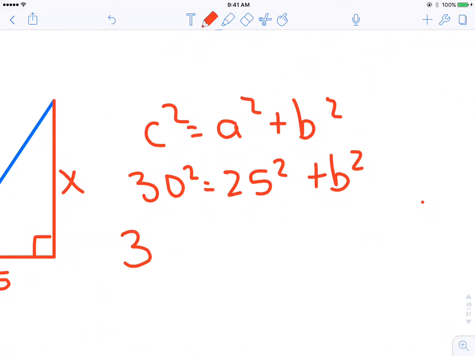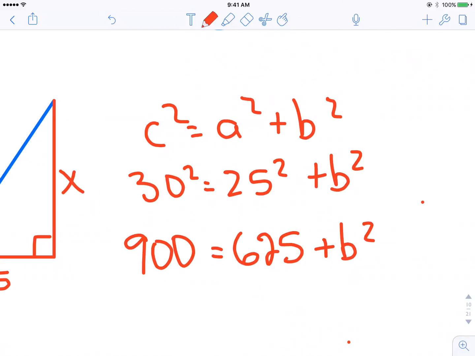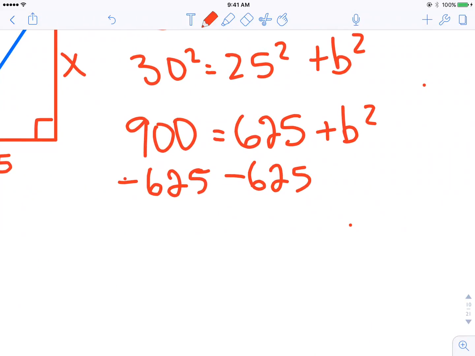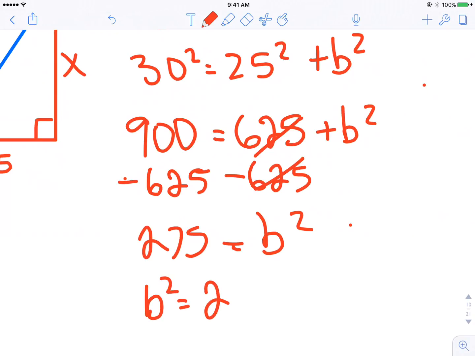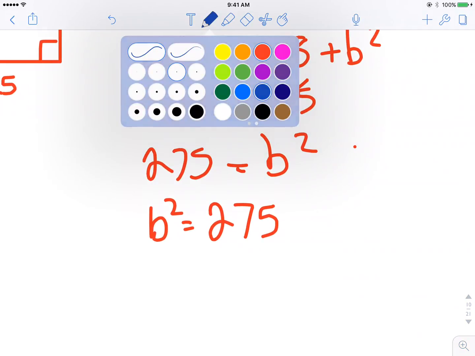Well, I know that 30 squared is 900, equals 625 plus b squared. Subtract 625 from both sides: 275 is equal to b squared. So those will cancel. b squared is equal to 275. Just writing it a little bit more normal for me anyway. And last step, take the square root.